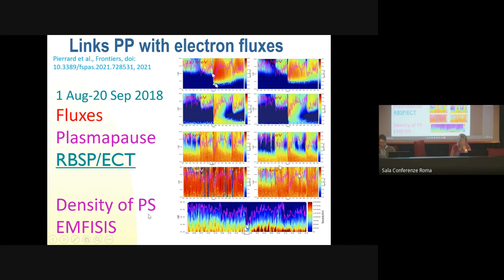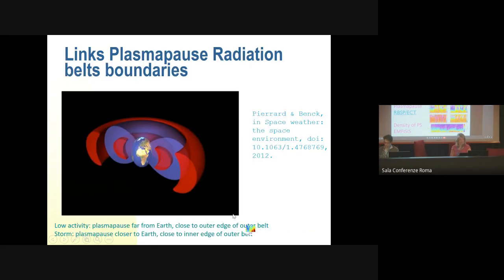And for lower energy, here typically 100 keV, you can see again these different injections that are even more frequent, for even smaller events. And thus you can see the same kind of reaction, at least when you have a storm, with this injection at lower altitudes. And thus typically we have found links between the boundaries of the radiation belts and the plasmapause.